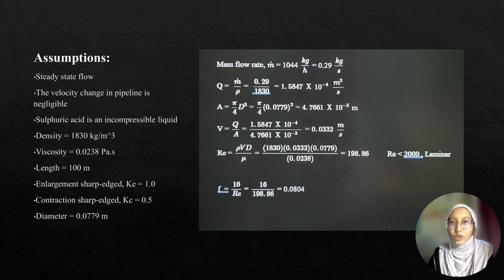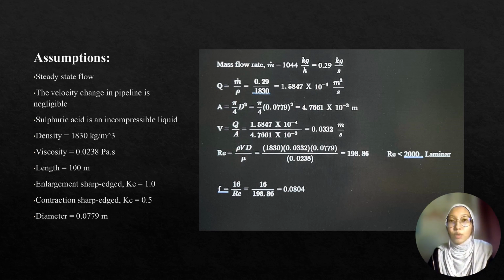Okay, so for the calculation part in fluid mechanics, we state all the assumptions. After we state them, we calculate the volumetric flow rate by taking the mass flow rate over the density. We got 1.5847 times 10 to the power negative 4 meter cube per second. And then we calculate the velocity by using the volumetric formula. We got 0.0222 meter per second.